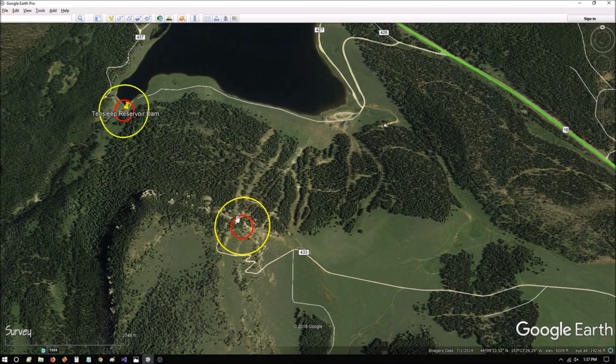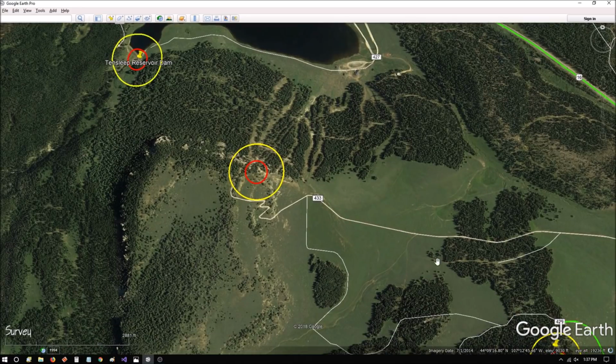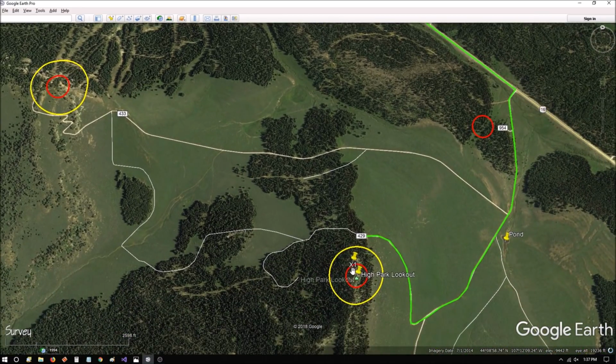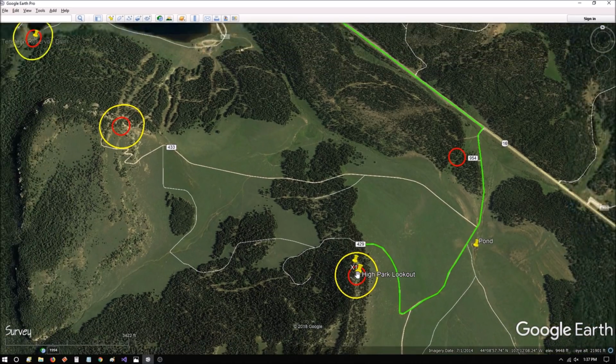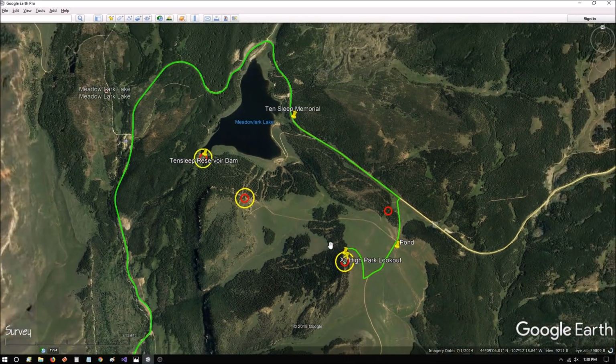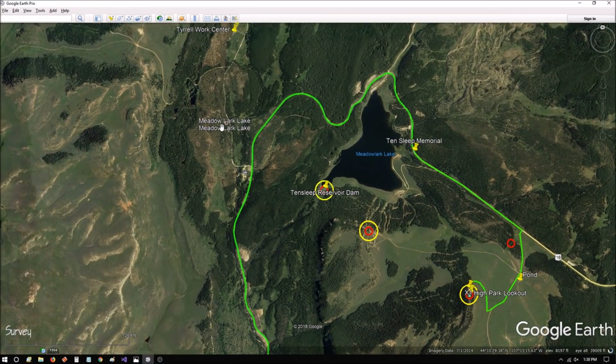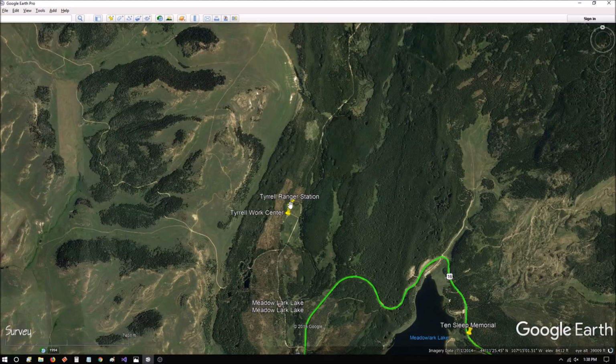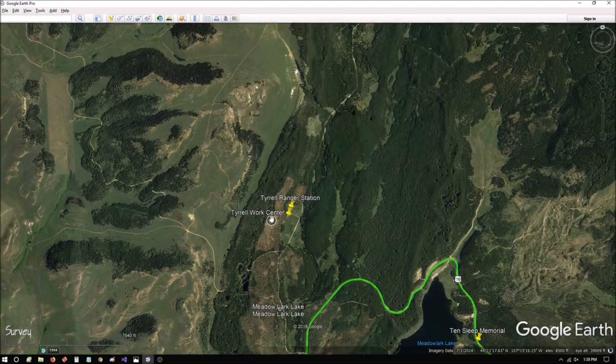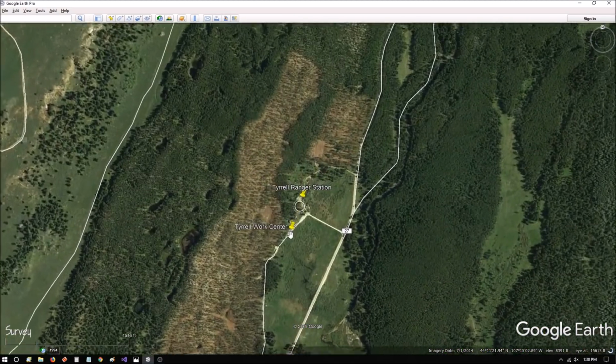You can go here. Of course, there's ski lifts here and down here. You can also come all around here. Nothing's stopping you. But the first thing you're going to see is what used to be called High Park Lookout, until they changed it to James T. Sabin. They did that to memorialize James T. Sabin over here. It used to be the James T. Sabin Ranger Station. Now it's a Tyrell Work Center.